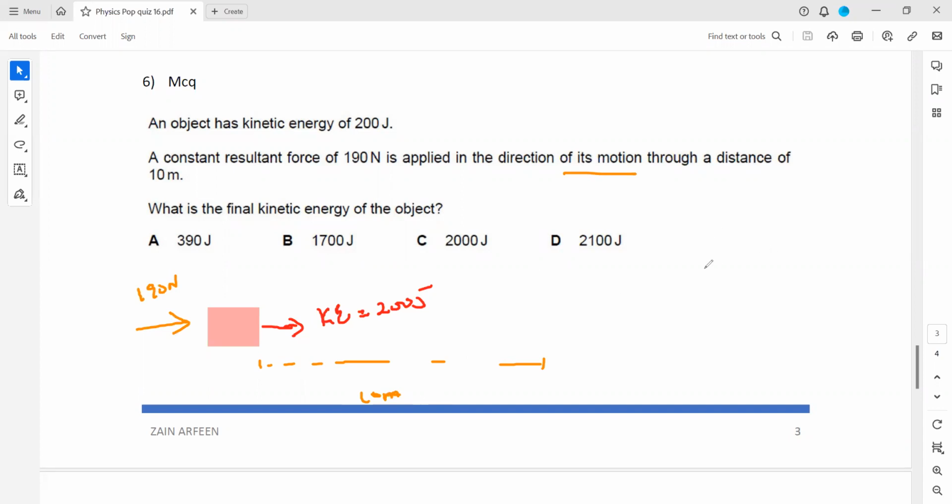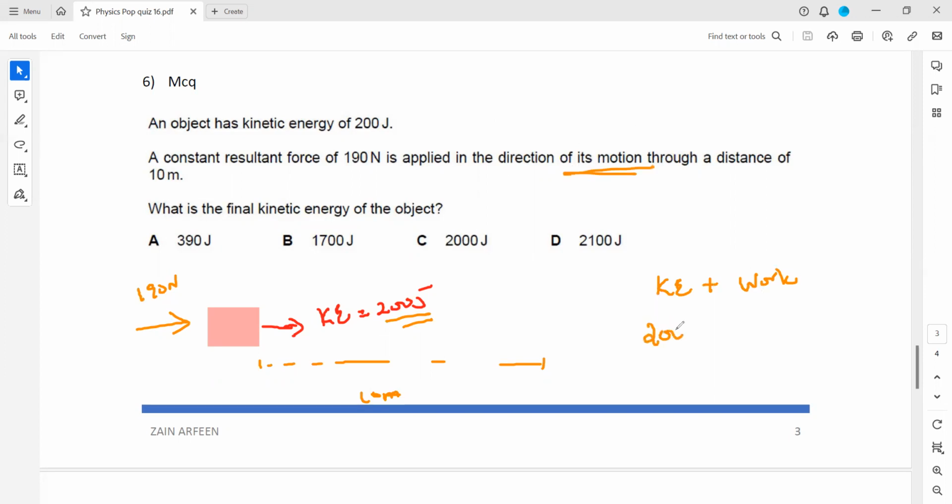The question is, what is the final kinetic energy? Already it has 200 joules. So the total final kinetic energy will be the original kinetic energy plus the extra work which is done. If we are doing work in the direction of the motion, then we add to get the total energy. If we are doing work opposite to the direction of motion, then we subtract. As I mentioned, it is in the direction of motion.